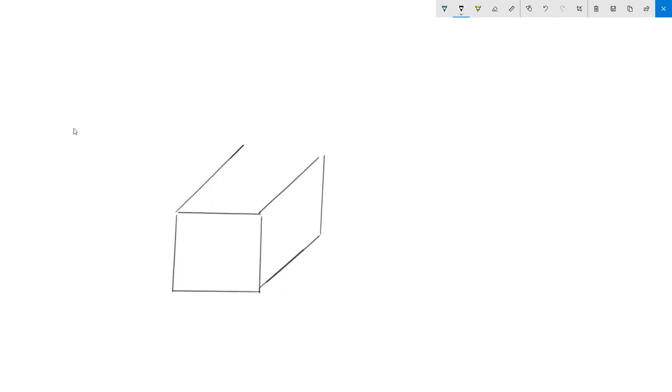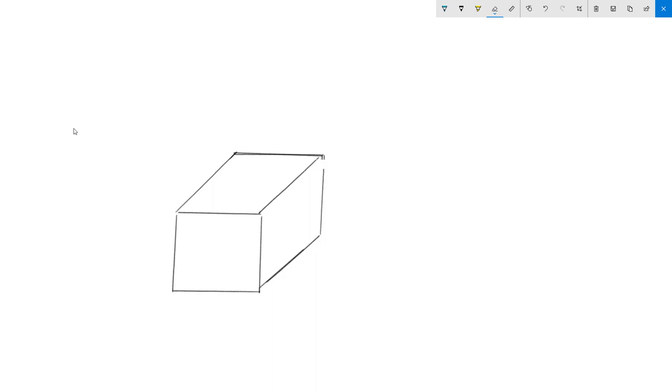Made the mistake. There, not square. Okay, now the question is, does this look the same? Does this side and this side and this side all look the same? No, it does not. This is 5.